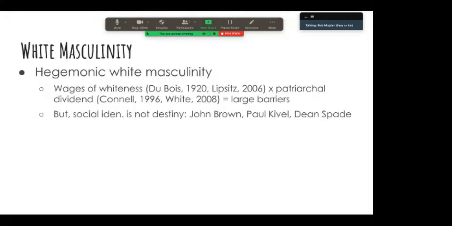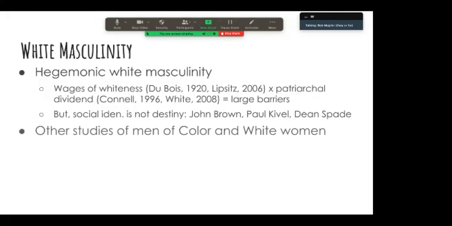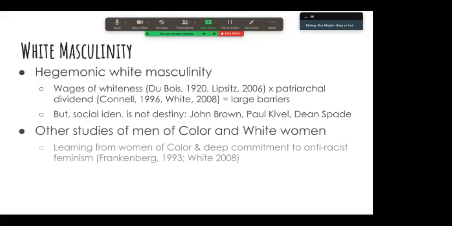And so my research was about, how does this happen? How do white men take on white masculinity? What's different about them in their background? And this was informed by other studies that were out there. My mentor, Aaronette White's work with Black men, and there's some studies with white women as anti-racist accomplices as well.